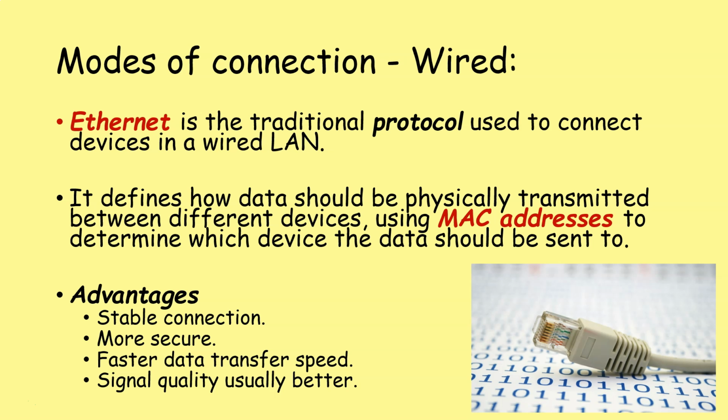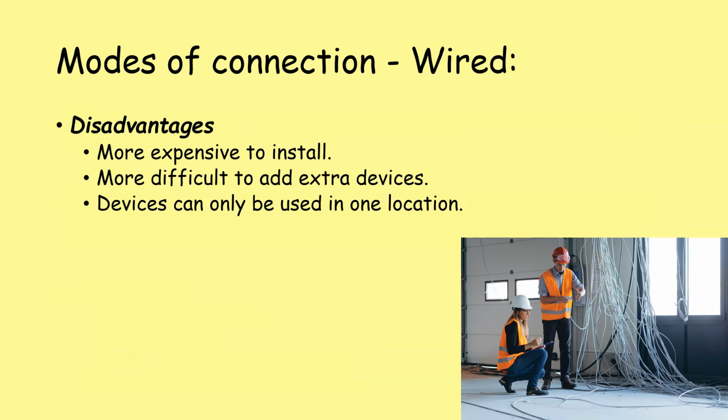It defines how data should be physically transmitted between different devices, using MAC addresses to determine which device the data should be sent to. The advantages of using such a wired connection is that we have a stable connection, it's more secure, we get faster data transfer speed, and the signal quality is usually better than, for example, Wi-Fi. The disadvantages of wired connections. It's more expensive to install, more difficult to add extra devices, and devices can only be used in one location.